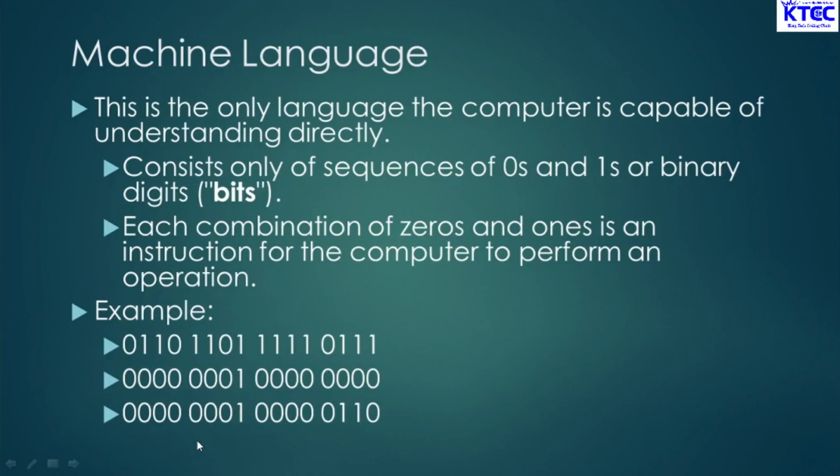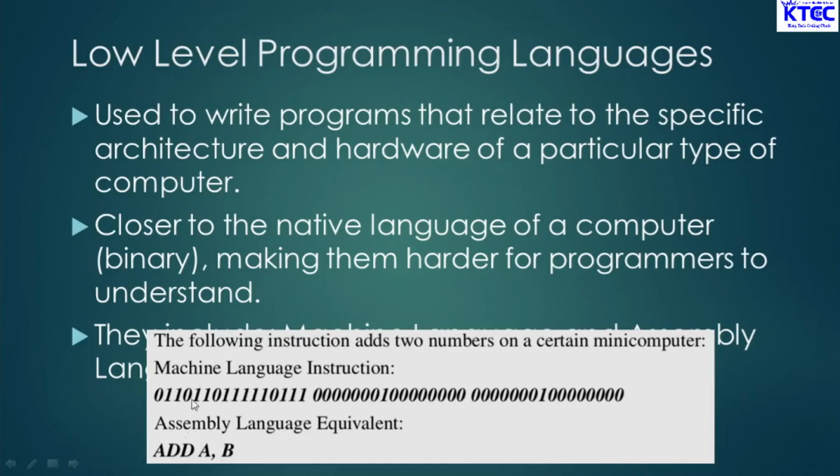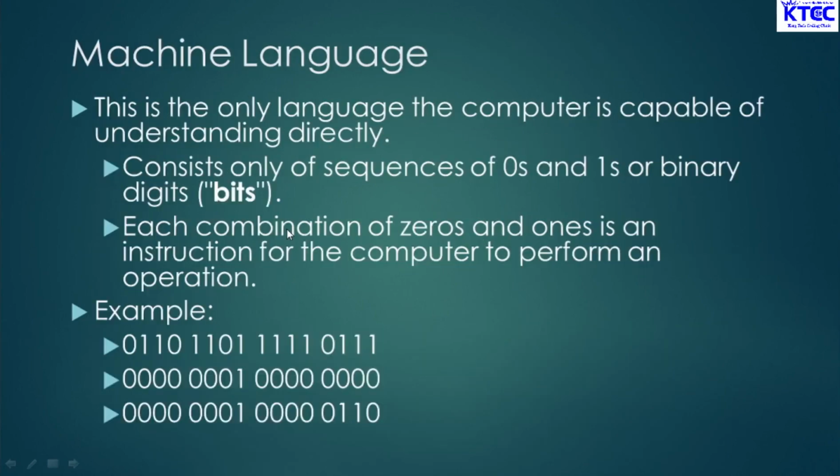So there must be something happening somewhere to make the computer understand. Something like this, add A and B, the computer still will not understand it. There must be something in assembly language that will be able to translate this add A and B into these zeros and ones before the computer can assimilate, understand and work with. Let's proceed.